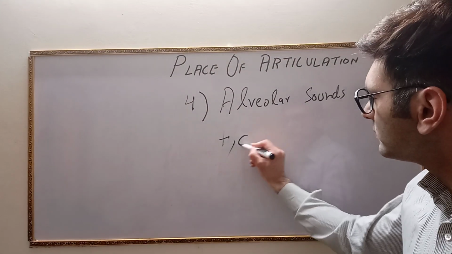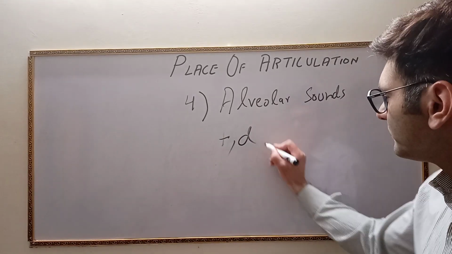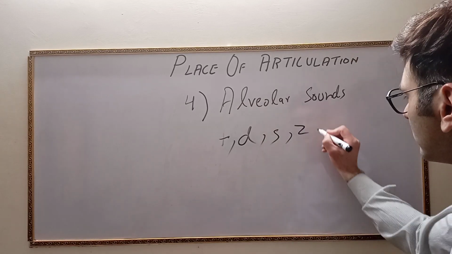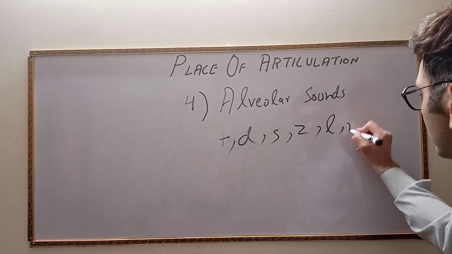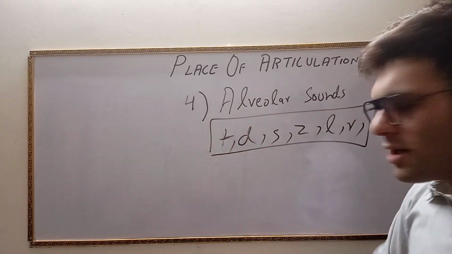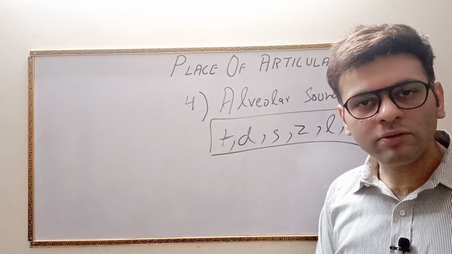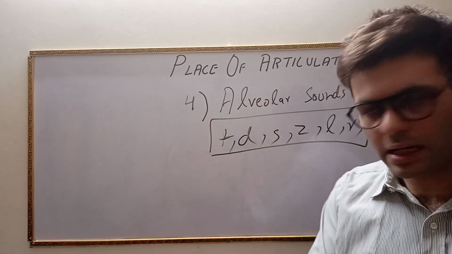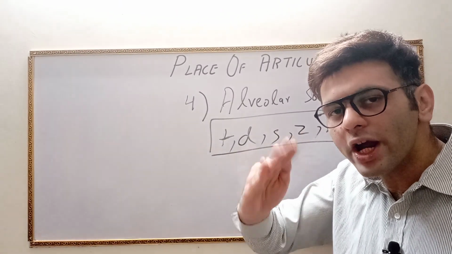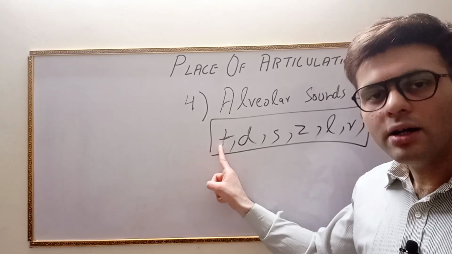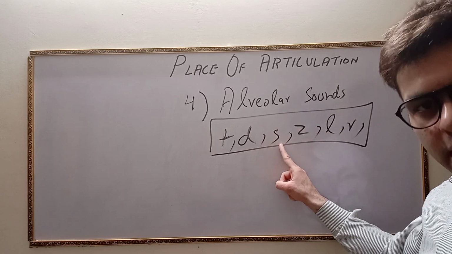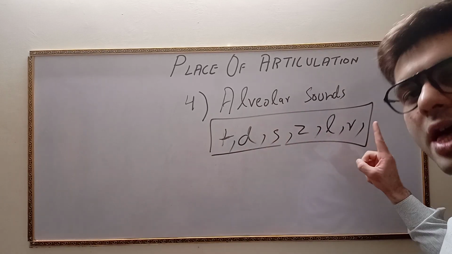Ta, da, sa, za, la, ra. These are your alveolar sounds. Why? When you pronounce them, you can easily feel that the tip of the tongue is touching the alveolar ridge. The first, ta, da, sa, za, la, ra.